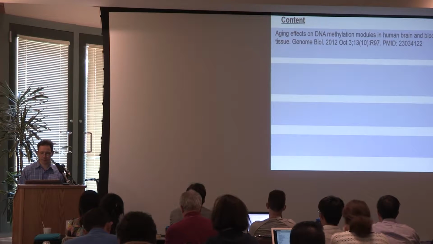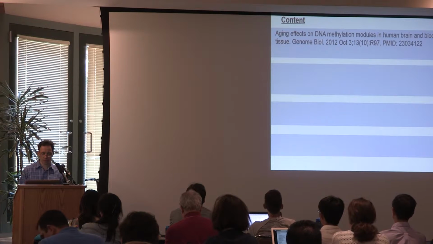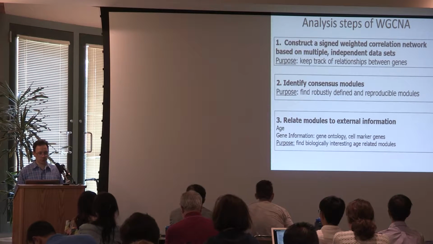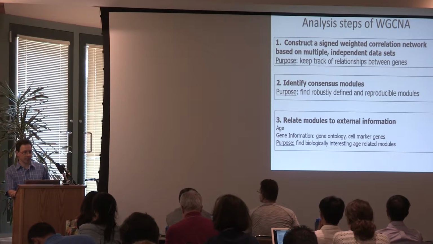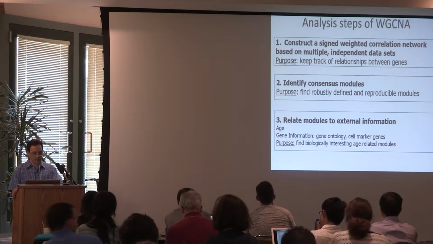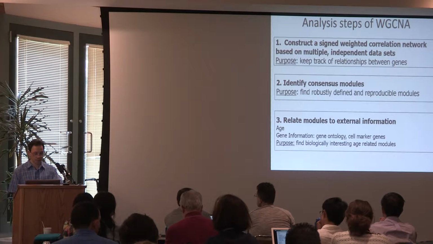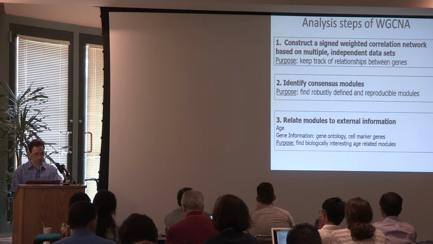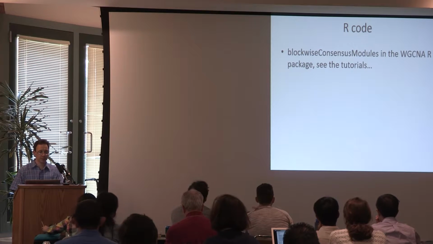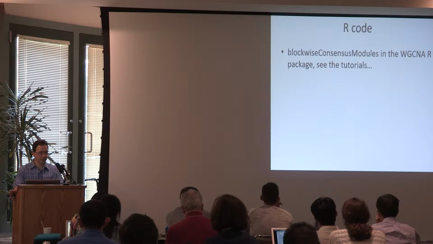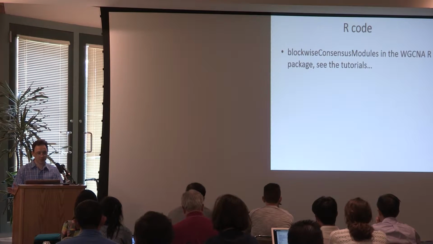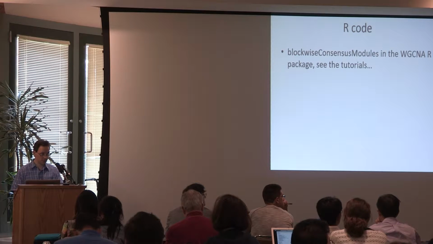So remember this presentation on aging effects on methylation levels. And remember, we carried out a consensus module analysis. So we had 10 different data sets, and we constructed a signed correlation network in every single data set. And then we found these consensus modules. And next, we related the modules to age. And there is an R function which is called blockwiseConsensusModules. In our R tutorial, we just talked about blockwiseModules. You learned how to use it. Later on in the R tutorial, there's a whole section on blockwise consensus modules.